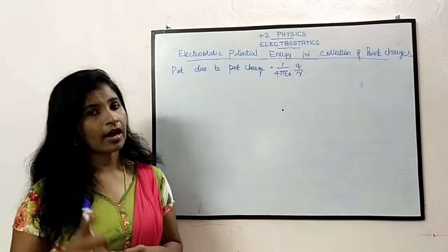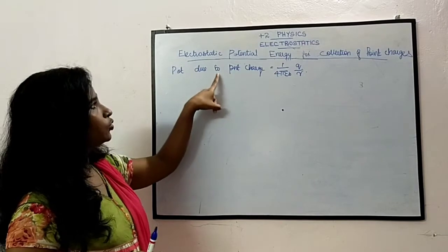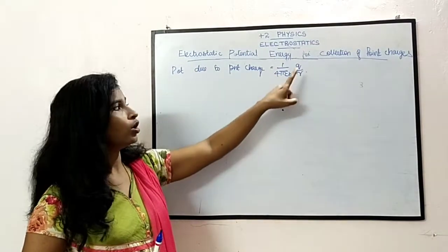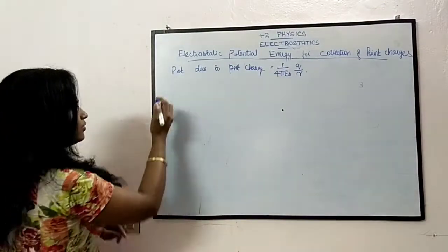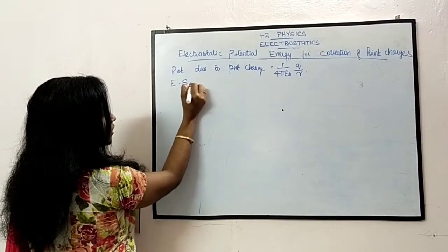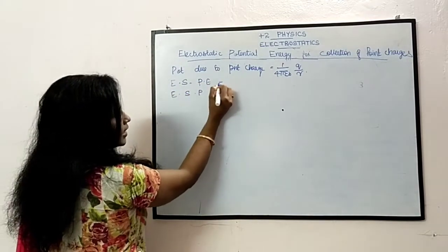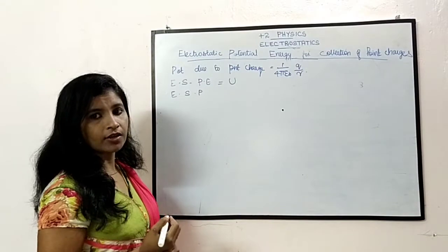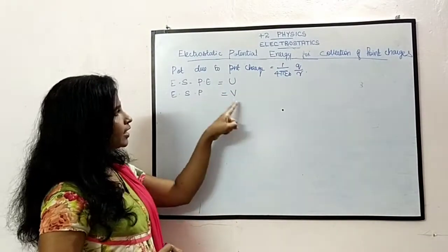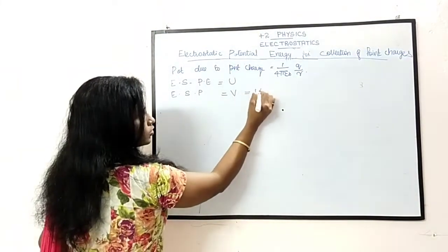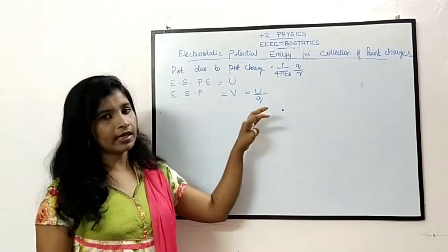Already we have studied that the potential due to a point charge is equal to q by 4 pi epsilon naught r. What is the difference between electrostatic potential energy and electrostatic potential? Energy is designated by the letter U. Potential is designated by the letter V. Electrostatic potential is nothing but electrostatic potential energy per unit charge. This is called electrostatic potential.